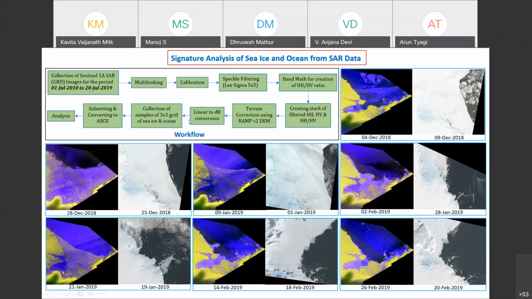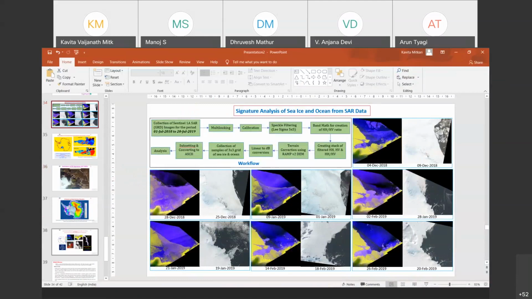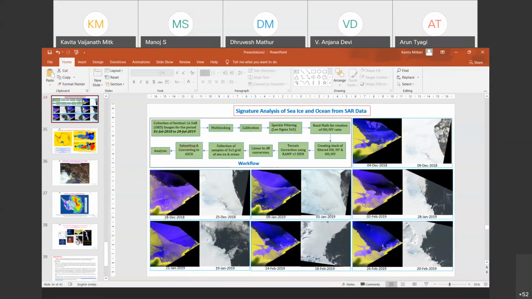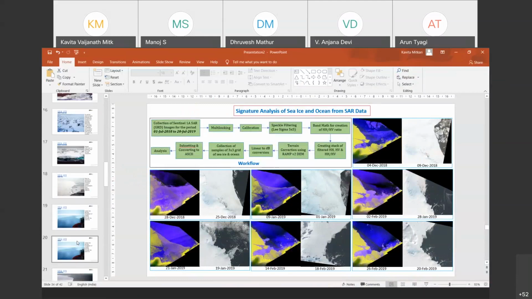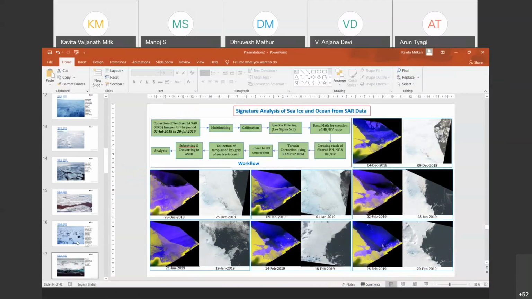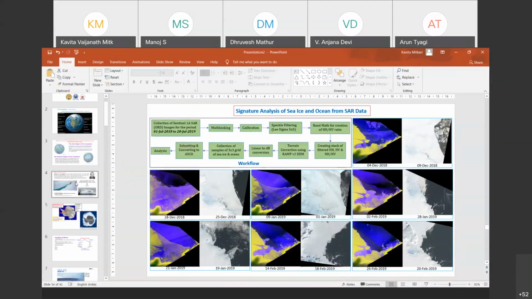Then finally, we convert these linear values into dB values, and later on, this processed data we can use for further analysis. So this is about the SAR data processing. I think I have almost covered all the portions, but if you have doubts, you can ask.